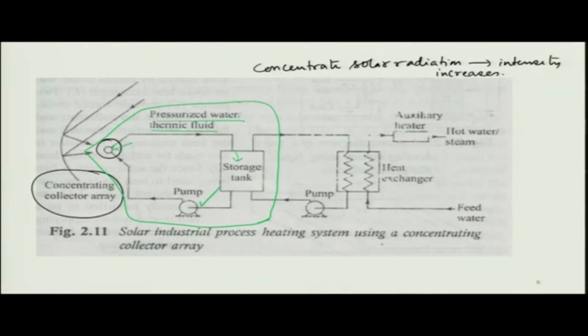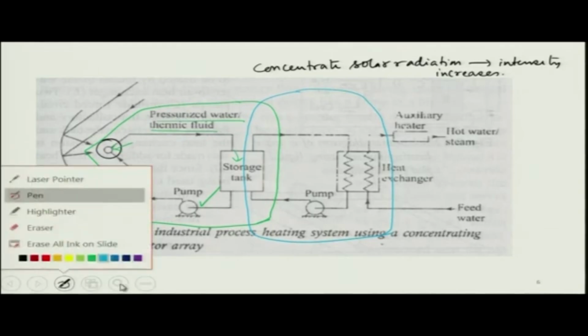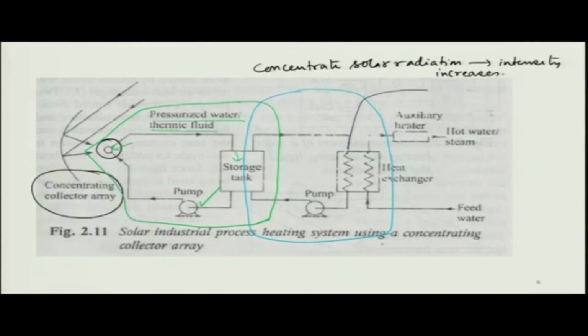Now, once you do that, you can use another loop, which takes the storage tank heat to another heat exchanger, and you can use it or send it to another loop which will use that hot water. And if you can reach significantly high temperature and pressure, you can use it to run a Rankine cycle. In that case, this whole solar heating system will be called a solar furnace.